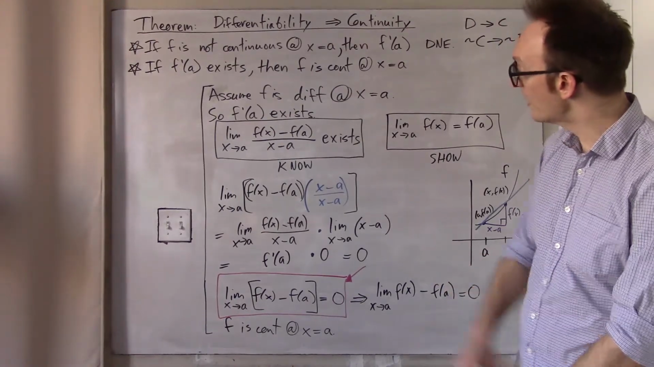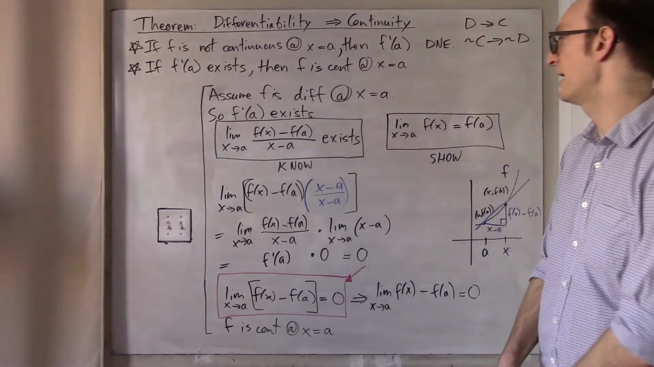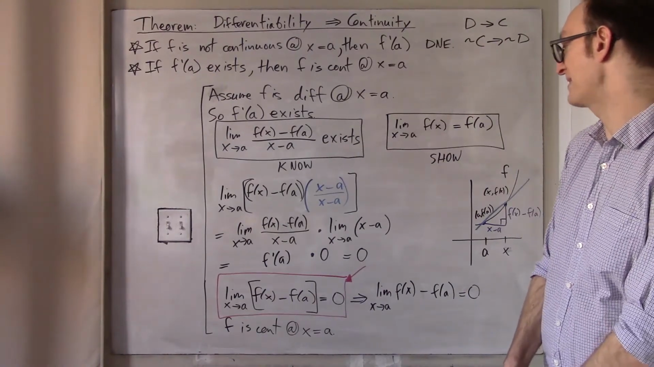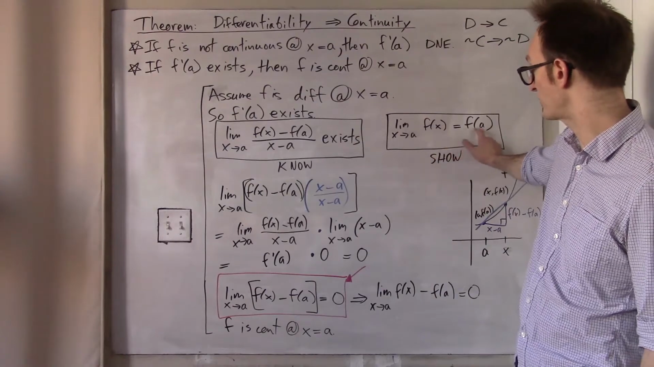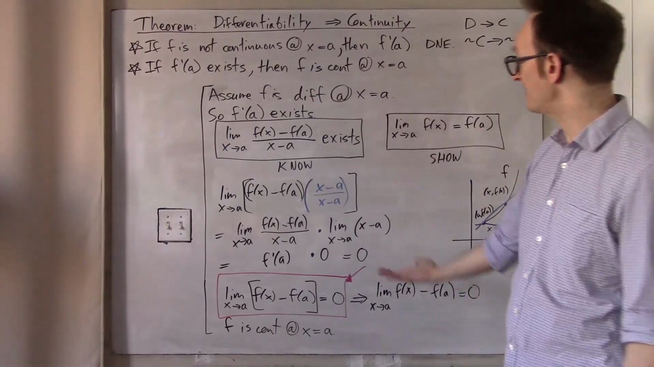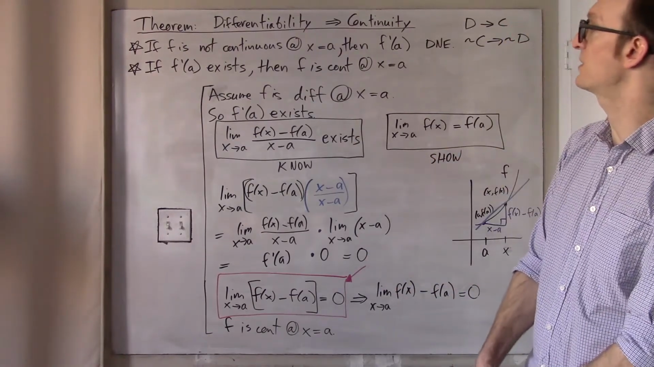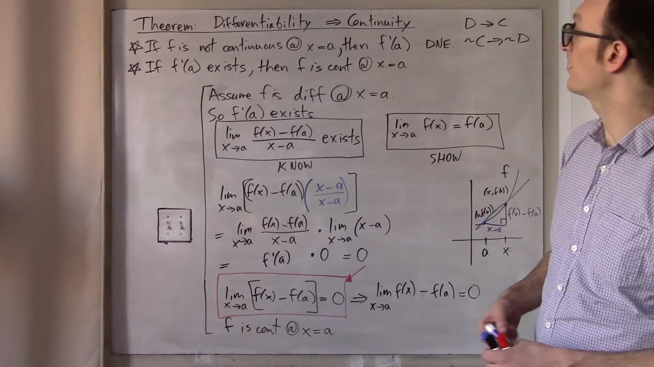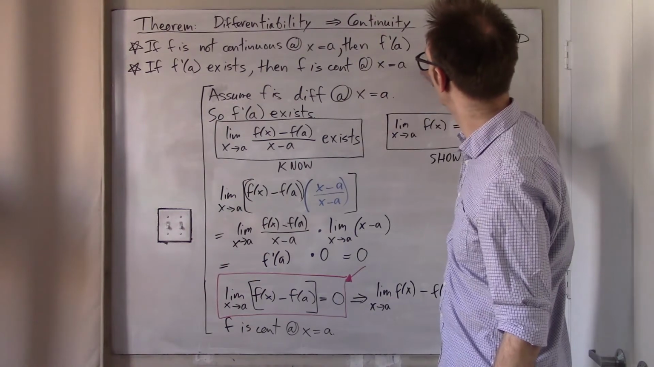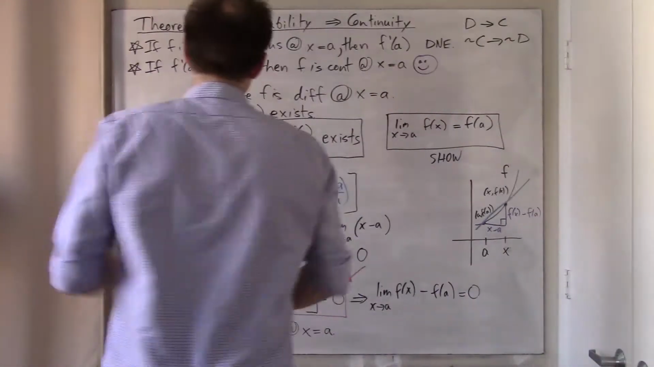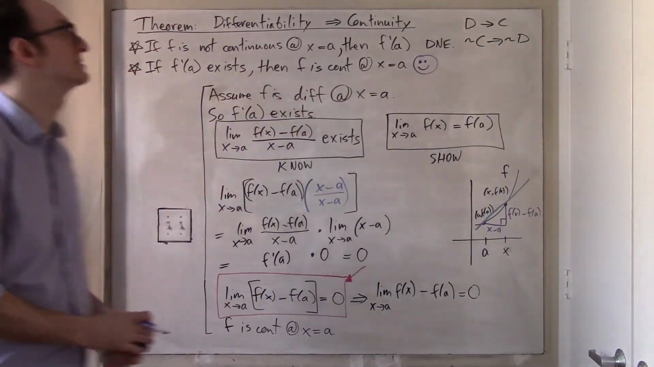So all we've done here is use the technical language of limits to prove that this numerator does go to 0, and therefore that the limit as x approaches a of f of x is actually f of a. And therefore, by the definition of continuity, this function is continuous. So this version of the theorem has just been proved: if the derivative exists, then the function is continuous there.